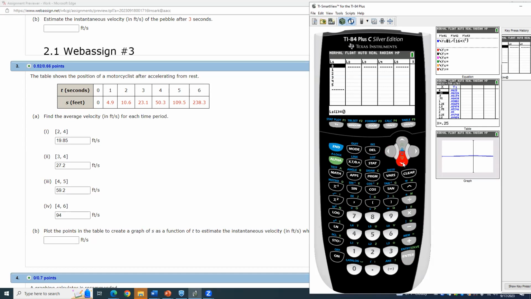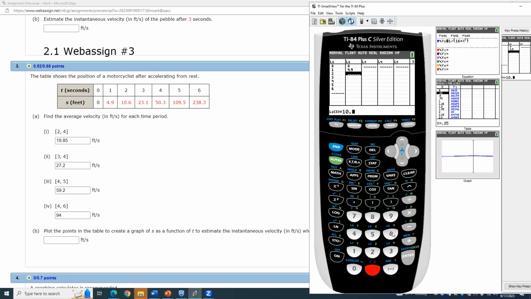That might be helpful. And I'm just going to leave 0, 1, 2, 3, 4, 5, 6, but you can just enter 0, 1, 2, 3, 4, 5, 6 into L1. And then we'll go over to L2 and type our data in there. So 0, 0 was the first point, 4.1, 4.9, 2, 10.6.